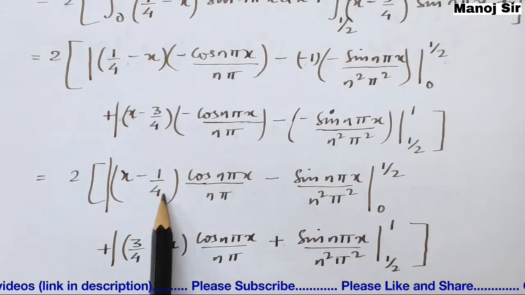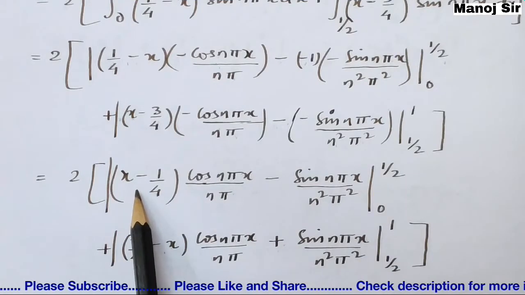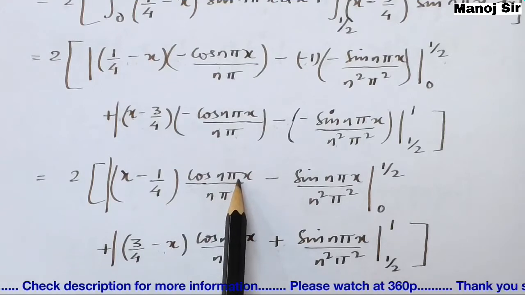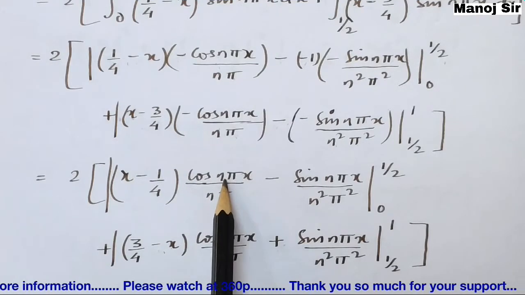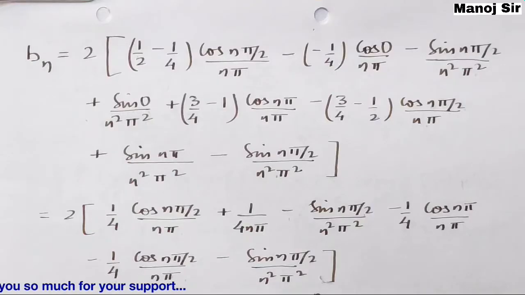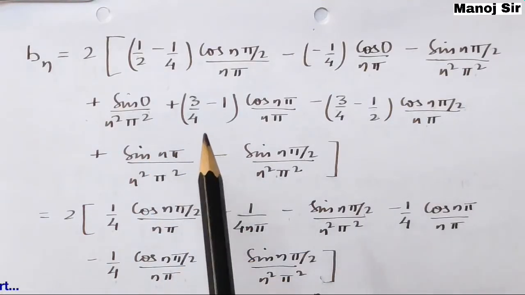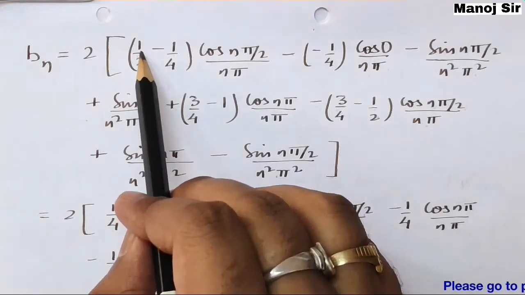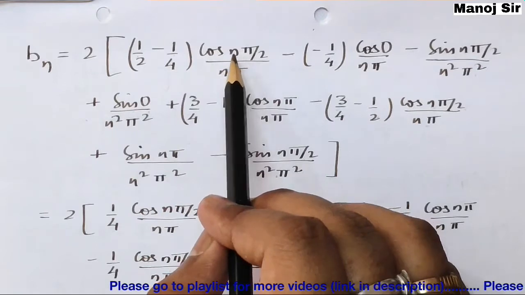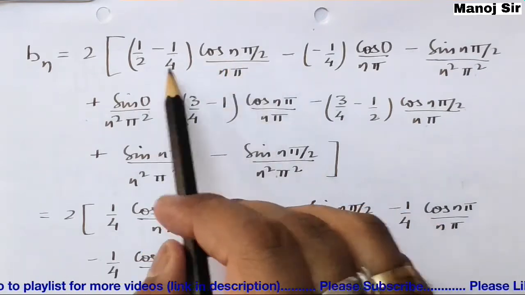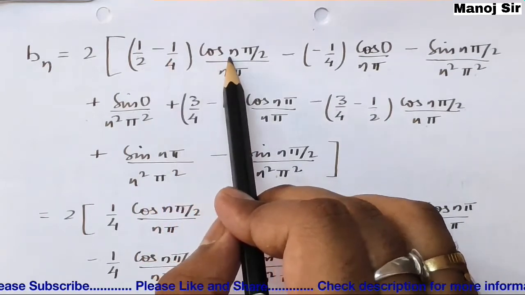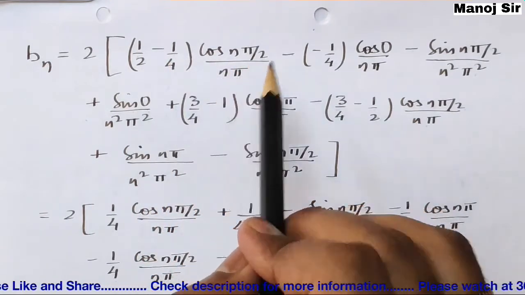If you put the upper limit here, that is half, this is going to be half minus 1 upon 4, into cos of n pi upon 2. On putting the upper limit, that is half, this was (x minus 1/4) into cos of n pi x. So on putting x equals half, this is 1 upon 2 minus 1 upon 4 into cos n pi by 2 upon n pi as it is.